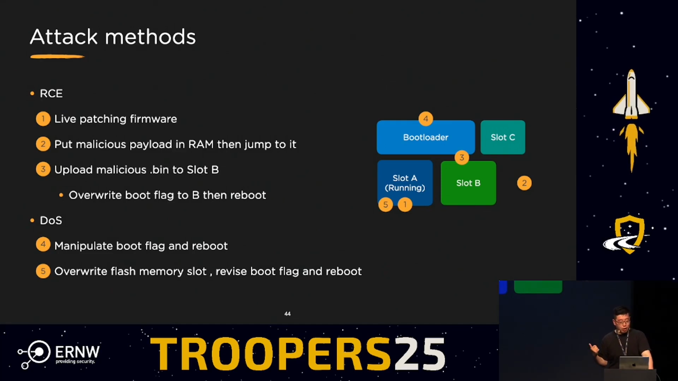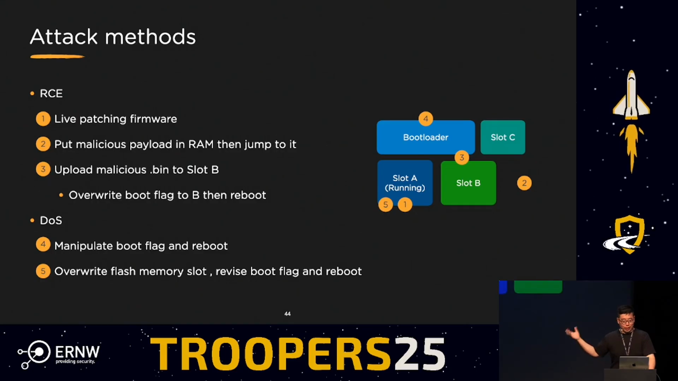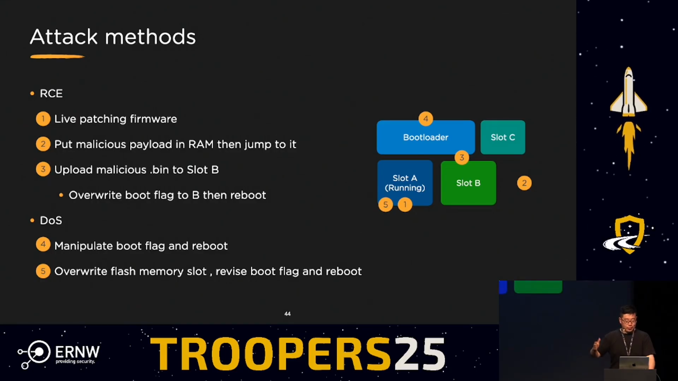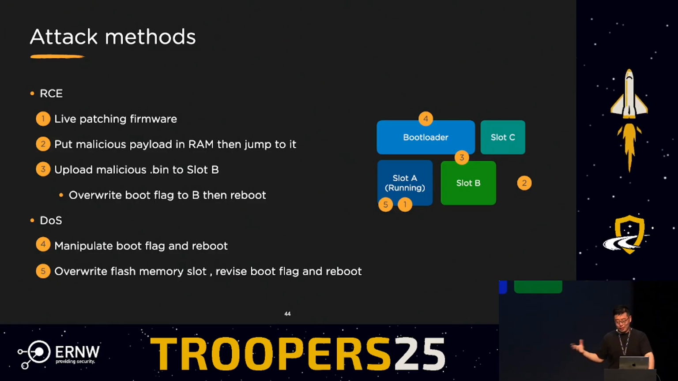And in terms of denial of service, it's much easier. You can just overwrite the boot flag with any kind of junk data or junk value, and you will turn the satellite into a brick. Or you can overwrite firmware update slot B and overwrite the flash memory, and then if we also switch the boot loading to slot B, the satellite will also become a brick.